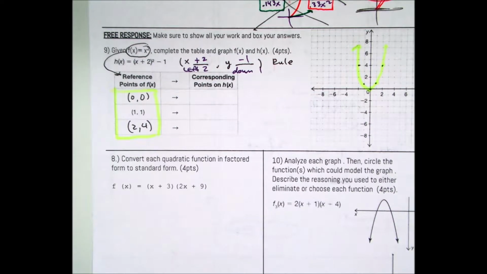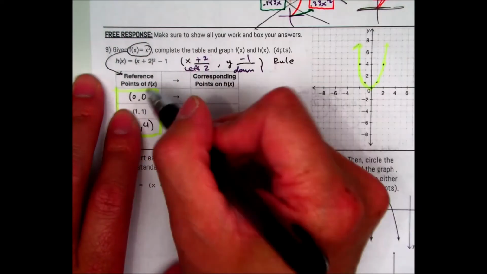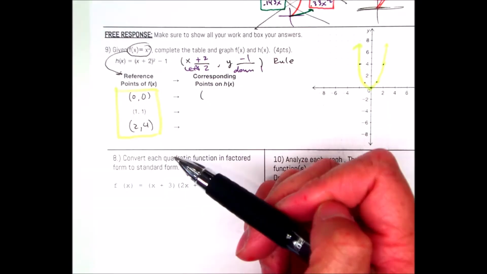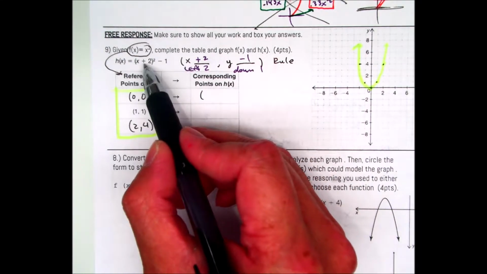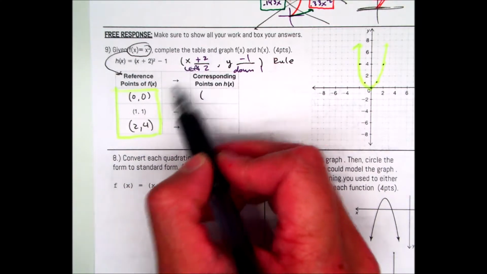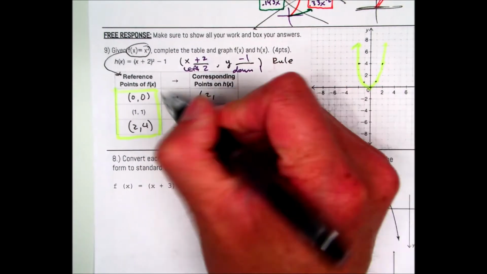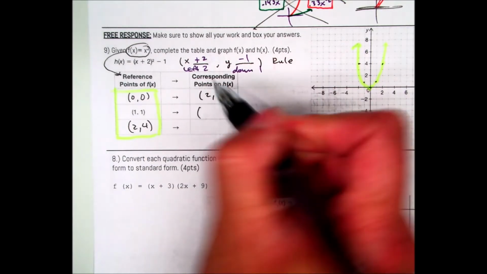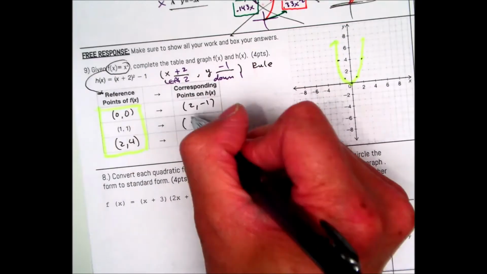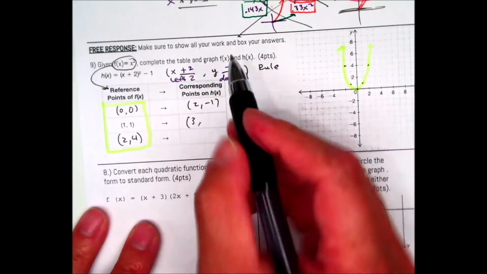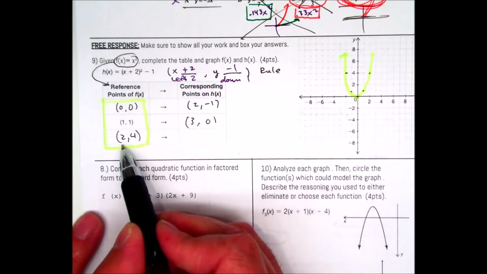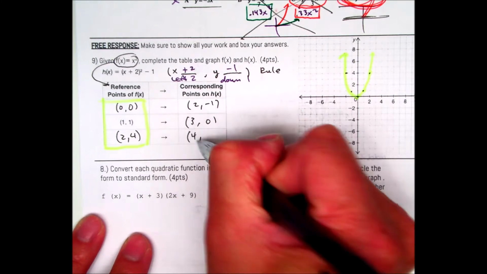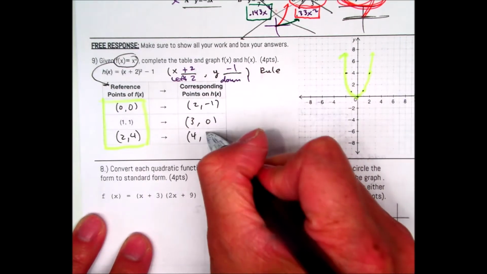So I take my X value of 0, and you're going to add 2 to 0, and then subtract 1 from your Y value, so that would be negative 1. You're going to add 2 to your X values, so 1 plus 2 is 3, and 1 minus 1 is 0. And then 2, 4, so 2 is my X value, so add 2, so that gives me 4. And then 4 minus 1 is 3.